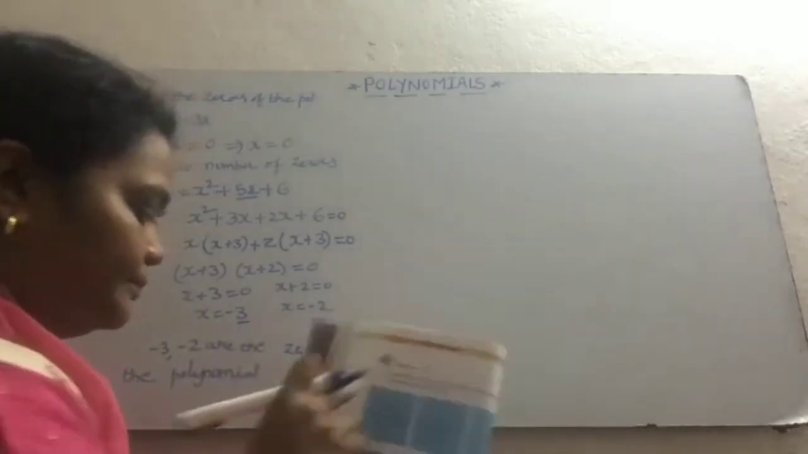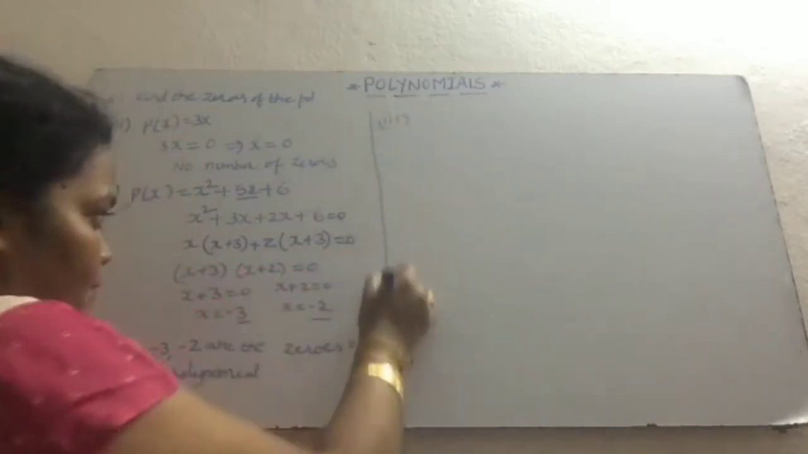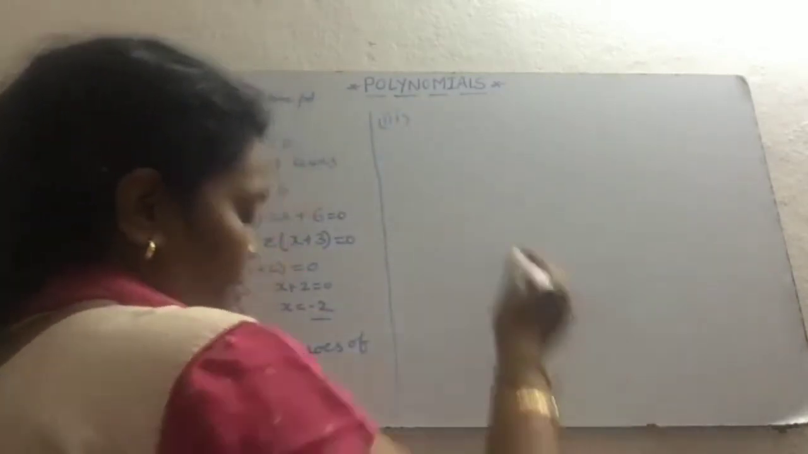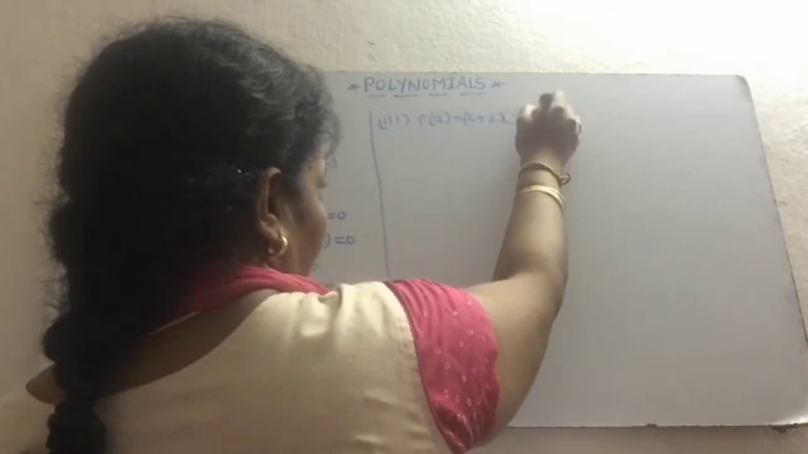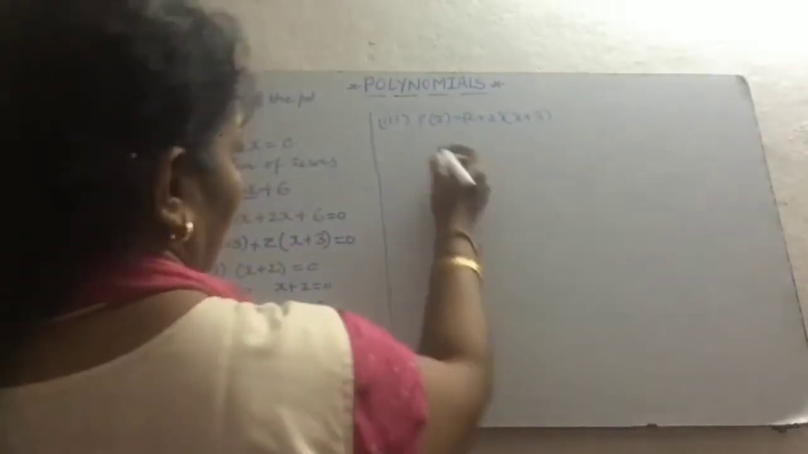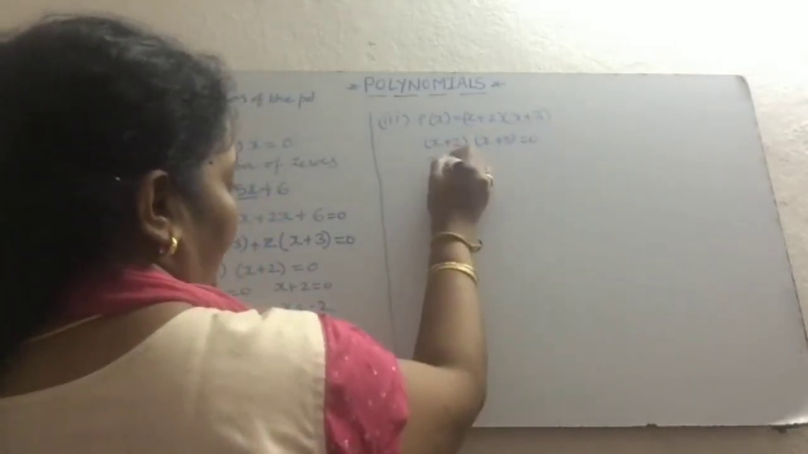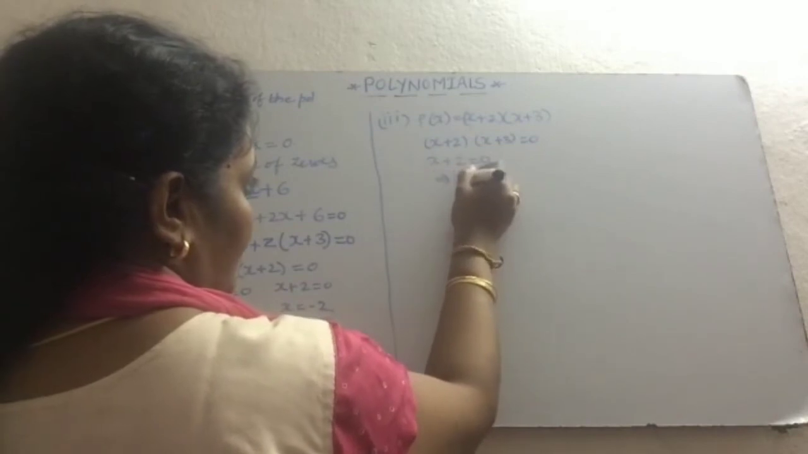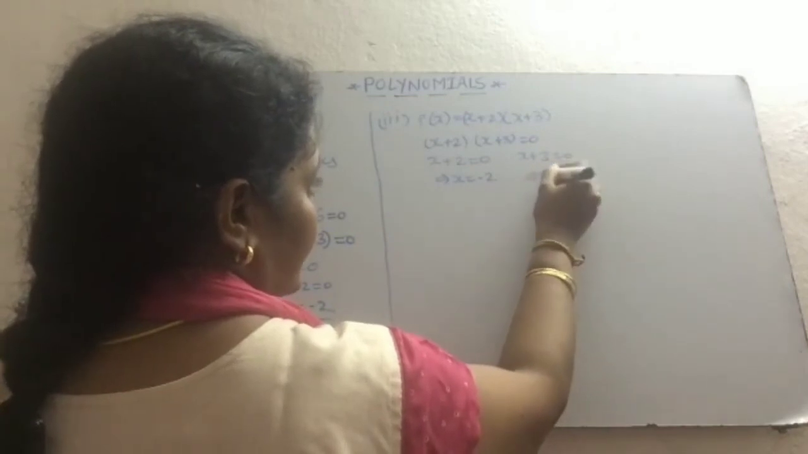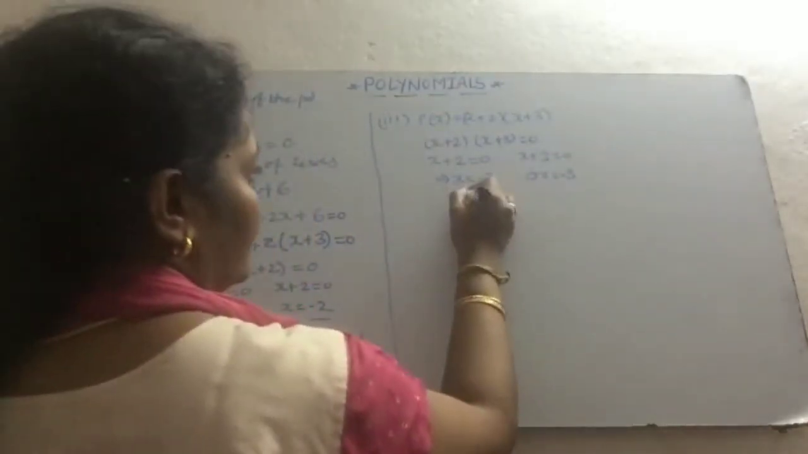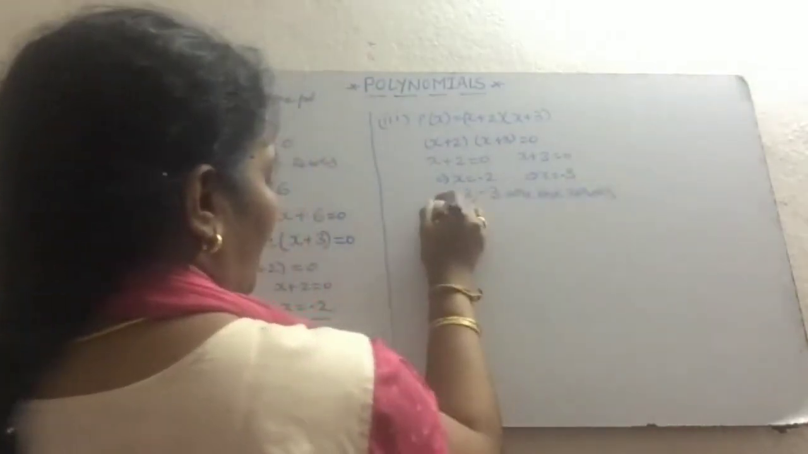And the next problem, the third one. P of x equal to x plus 2 into x plus 3. Now x plus 2 into x plus 3 is equal to 0. x plus 2 is equal to 0 means x equal to minus 2. And x plus 3 is equal to 0 means x equal to minus 3. So minus 2 comma minus 3 are the zeros of the polynomial.